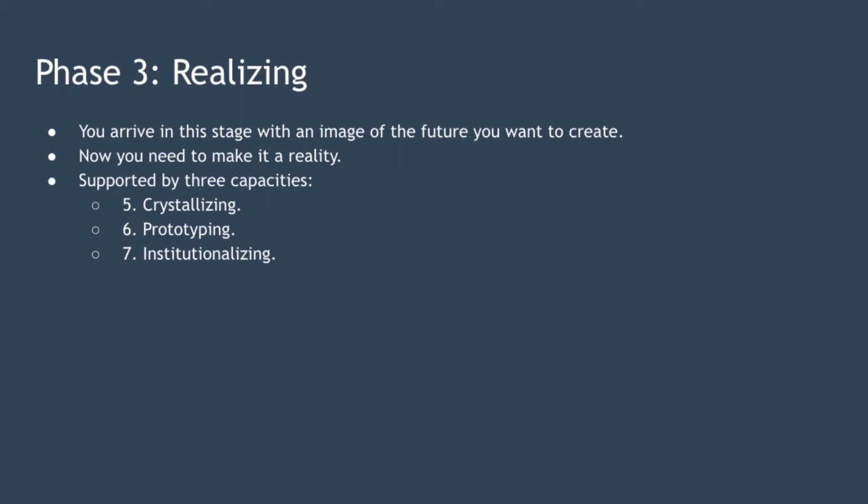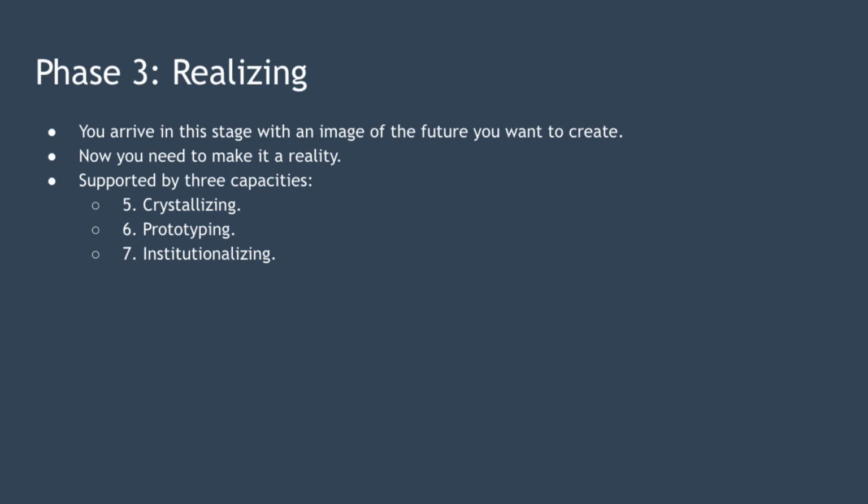So capacity 5 is crystallizing, and this means defining your ideas and vision clearly. But it also means getting a small group of people to commit to the vision and the outcomes of the project. As Margaret Mead, an American anthropologist, said, "Never doubt that a small group of thoughtful, committed citizens can change the world. Indeed, it is the only thing that ever has."